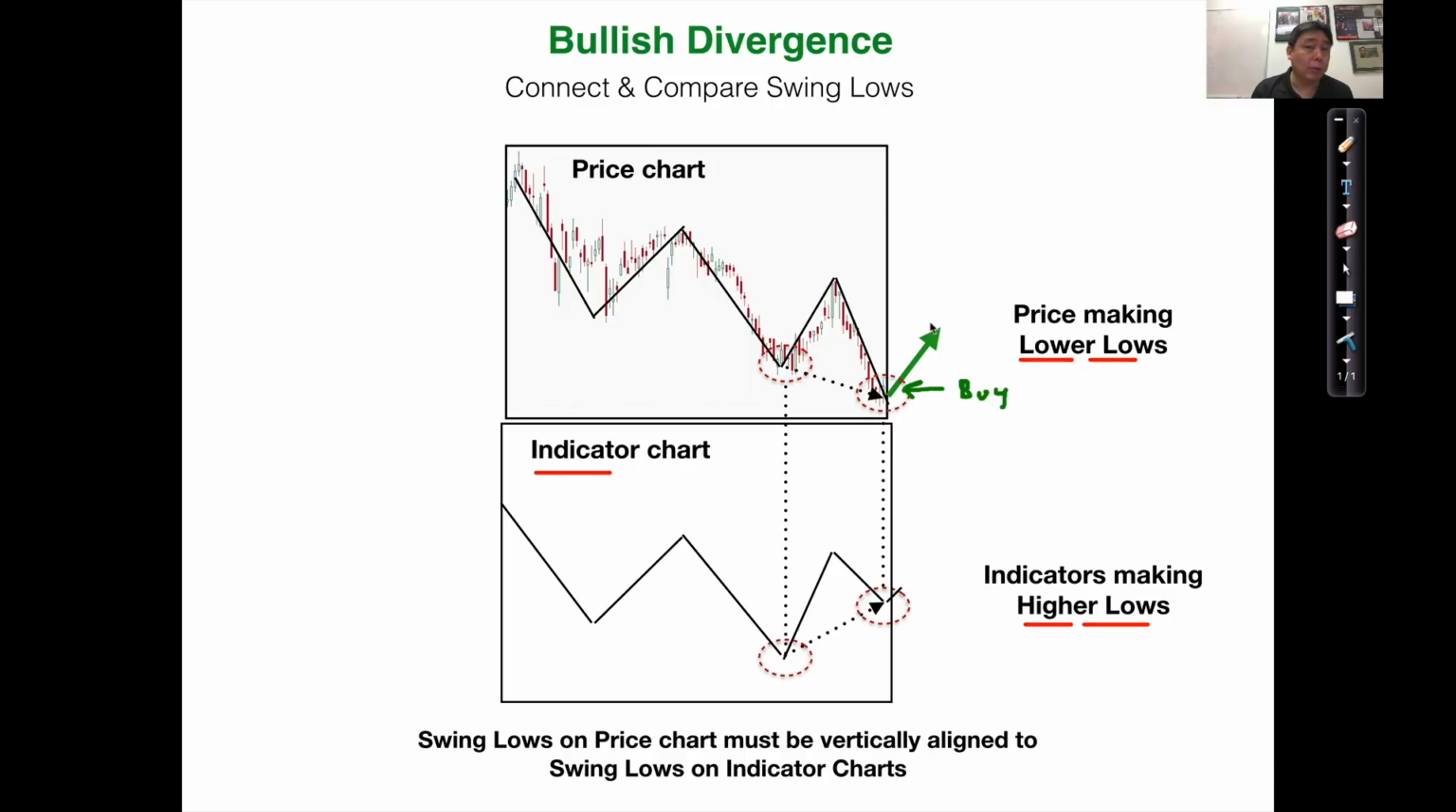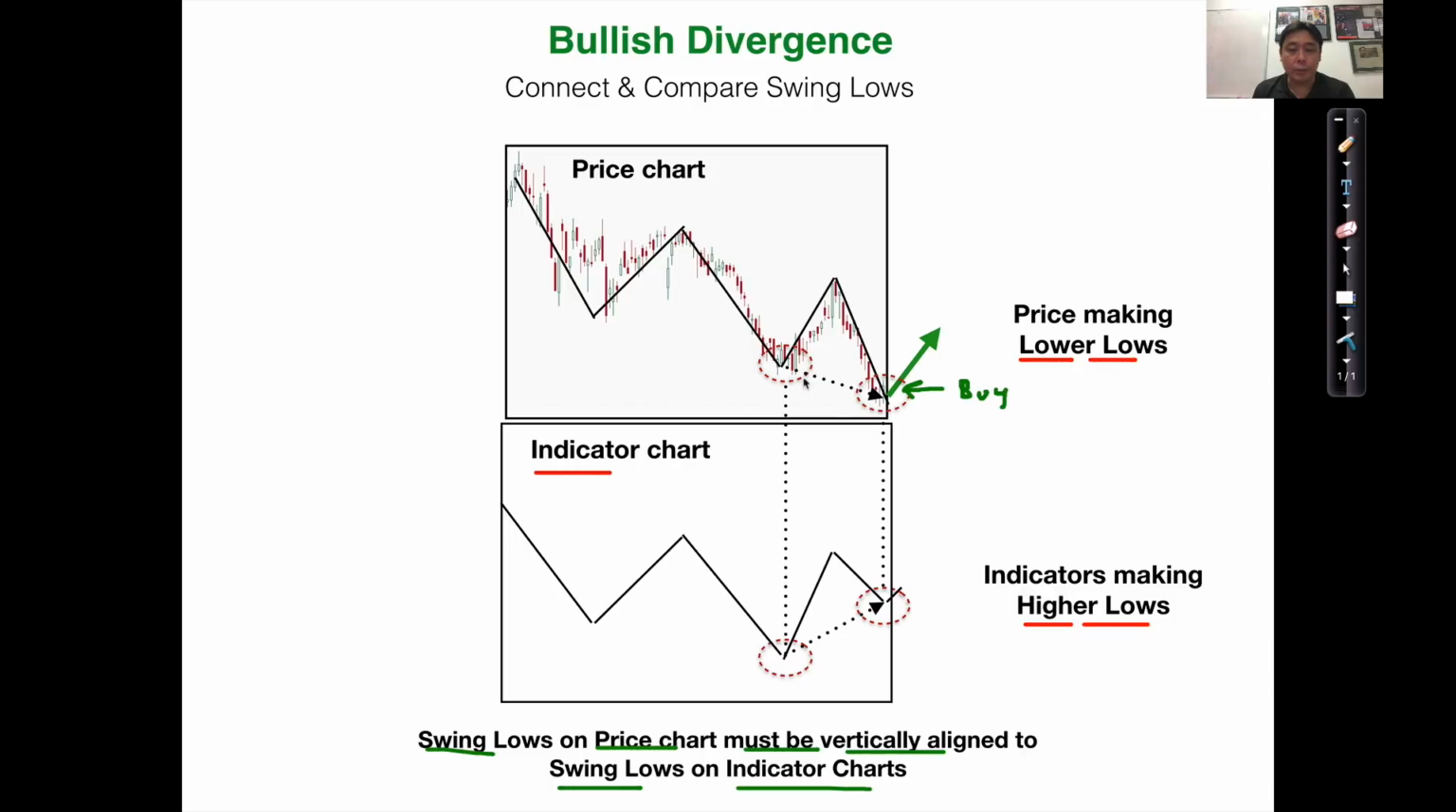That's why it's called a counter trend trade, because we are buying against the downtrend, because we're anticipating a reversal into a new uptrend, or at least to a new swing high over there. Okay, so like I said earlier, the swing lows on the price chart must be vertically aligned to the swing lows on the indicator charts.